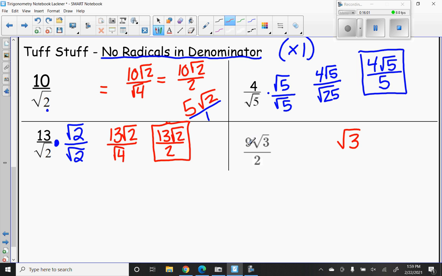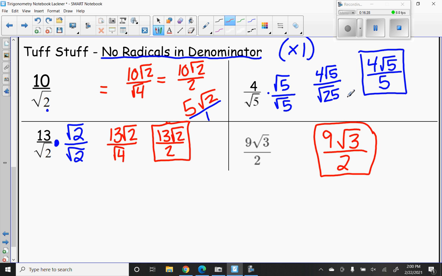9 over 2 can't reduce. And 9 divided by 2 is a decimal. So, believe it or not, this cannot be reduced because we have to avoid a decimal. So, this is actually the final answer. You can't do anything with it that would not produce a decimal.